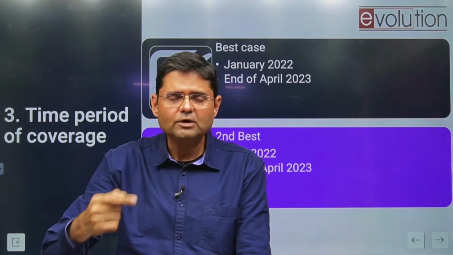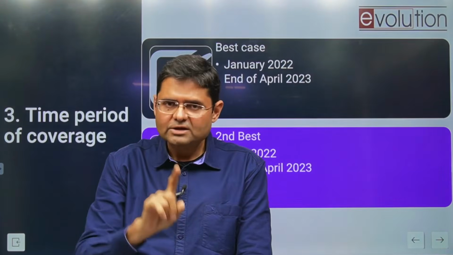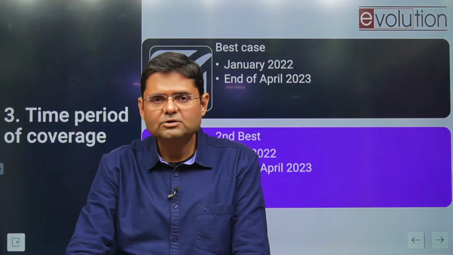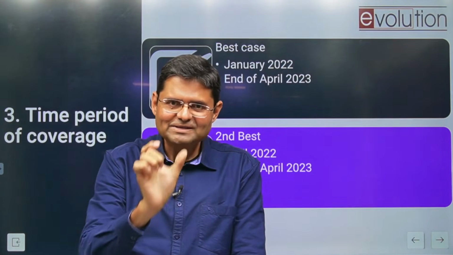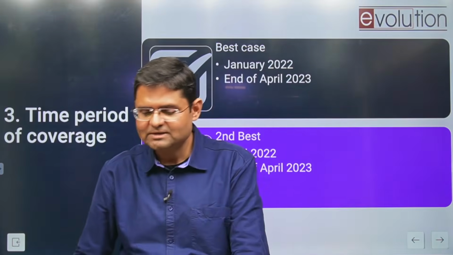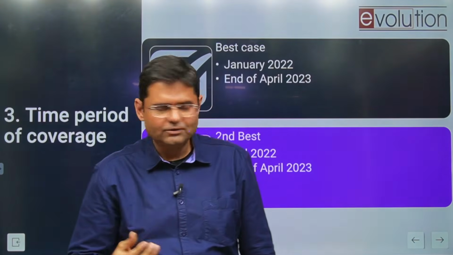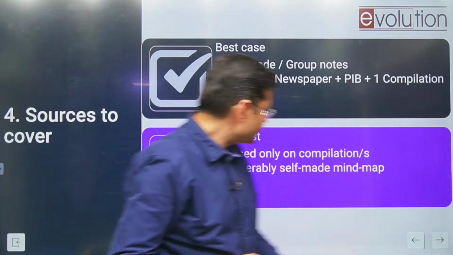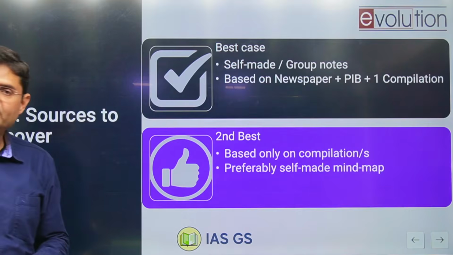So if you have not already done it from January of 2022, that's okay. Start from April of 2022, but not after that. This is the bare minimum. These 13 months are absolute bare minimum that you have to cover. Can we move next? So what are the sources to be covered?